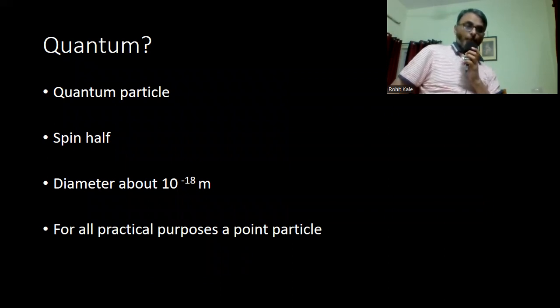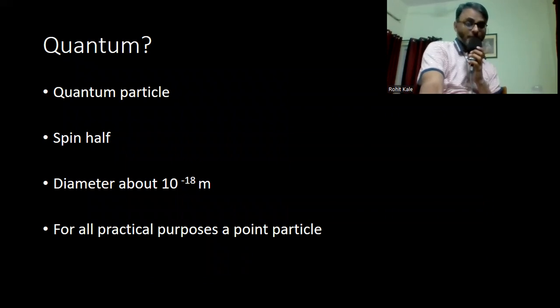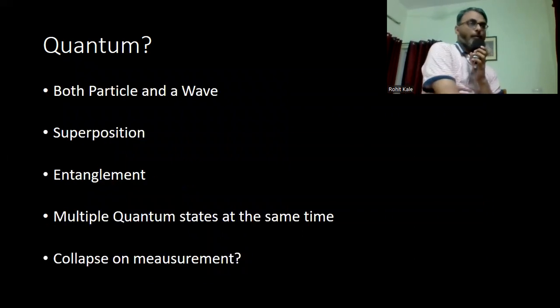It's a spin-half particle, so it has a spin of its own. It's a miniature magnet, and it has a diameter of 10 to the power minus 18, which is for all practical purposes a point-like particle. So it's an extremely small particle. It's a quantum particle. It behaves in a very funny way. That is, it honors quantum mechanics.